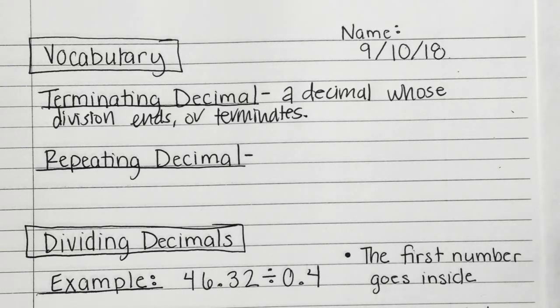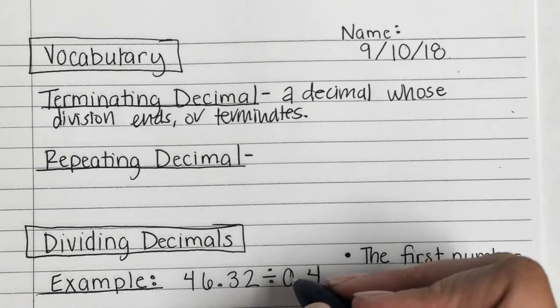So the first definition, terminating decimal, is a decimal whose division ends or terminates. Because what does the word terminate mean? To end. Okay, it stops. Alright? The opposite of that is a repeating decimal.